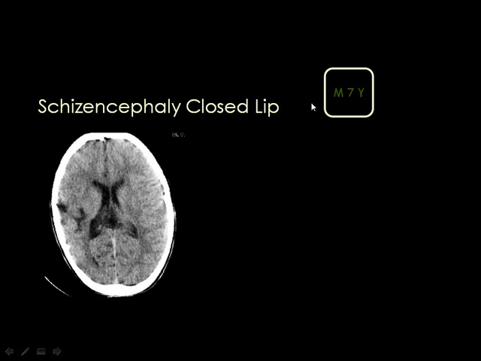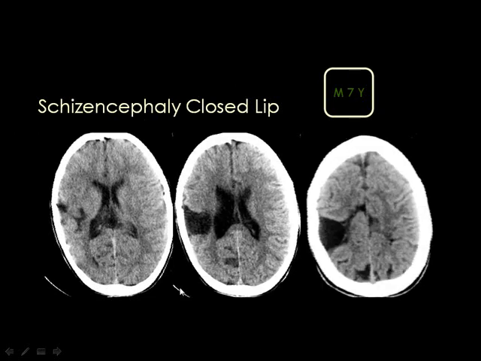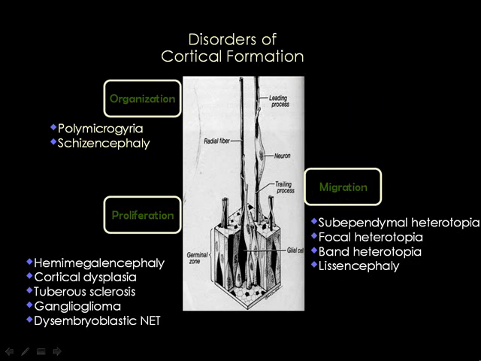Then you can see in this male, 7 years old, a diverticulum in the wall of the ventricle and a cleft. And the rest of the images showed that the cleft does not communicate actually with the ventricle, and this is schizencephaly, the closed lip type.